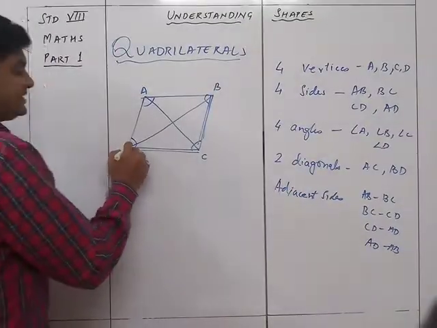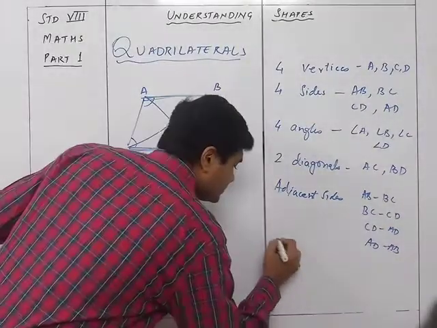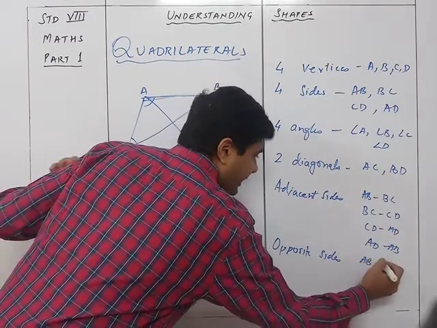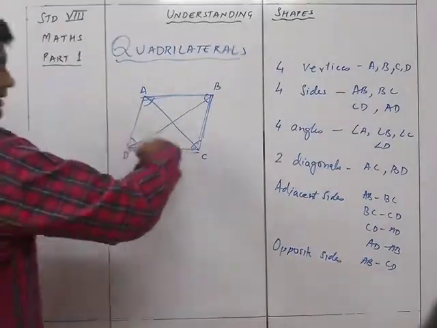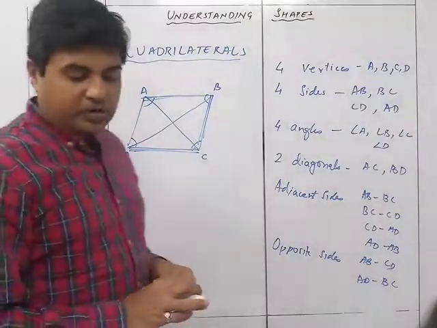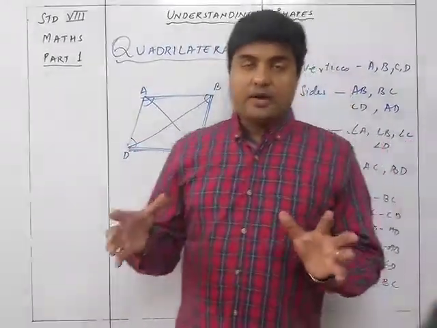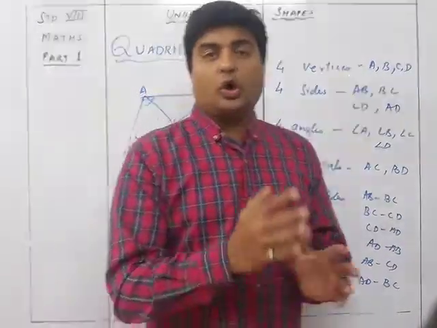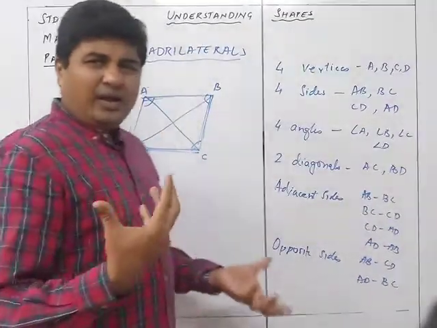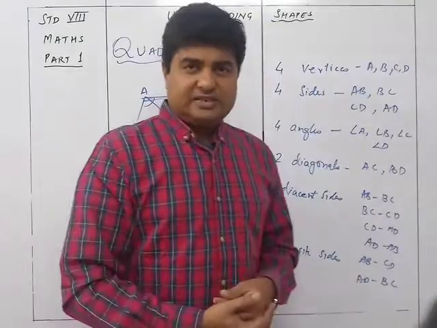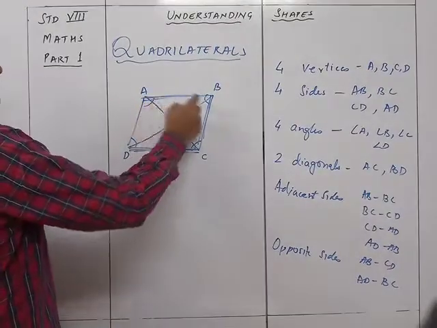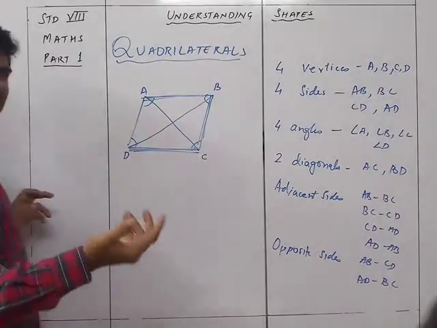Then there are two sets of opposite sides. The opposite sides are AB and CD, and AD and BC. So in quadrilaterals, the sides can be either adjacent ones or opposite ones. Out of the four sides, you are just forming pairs of adjacent sides or pairs of opposite sides. Similarly, in angles also we will have adjacent angles and opposite angles. Quite simple to understand.